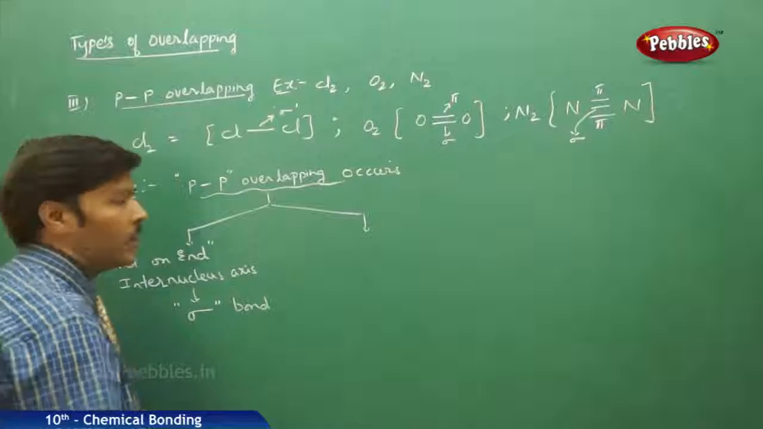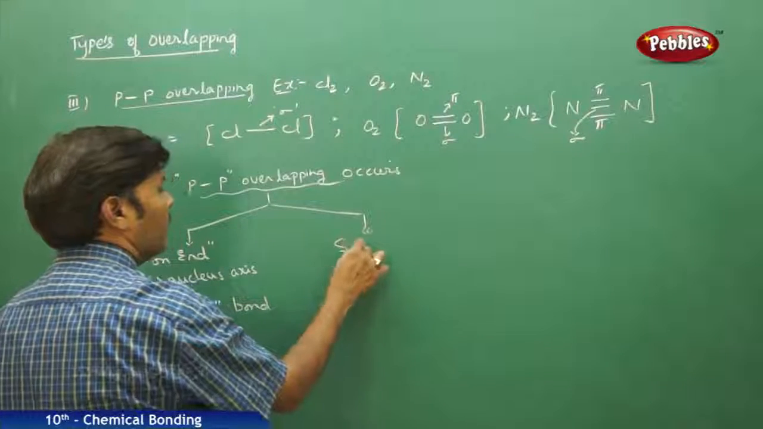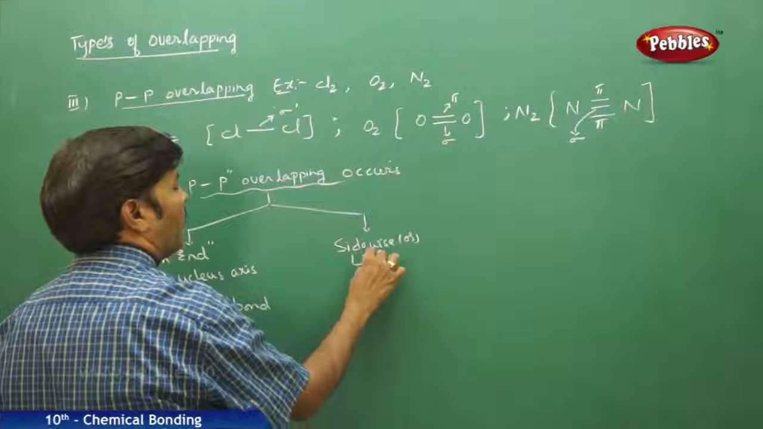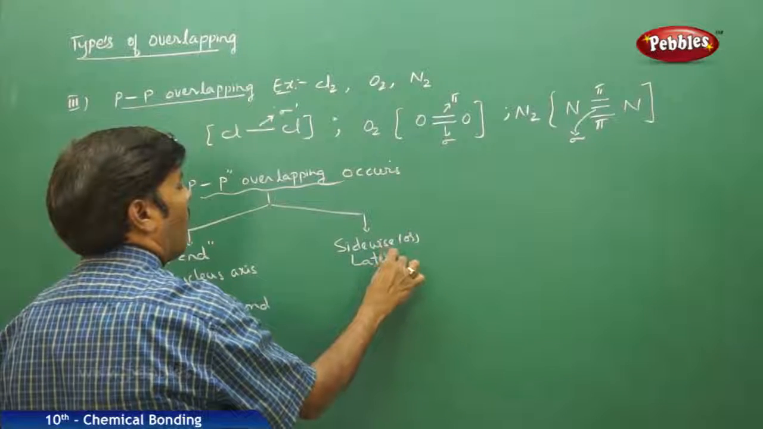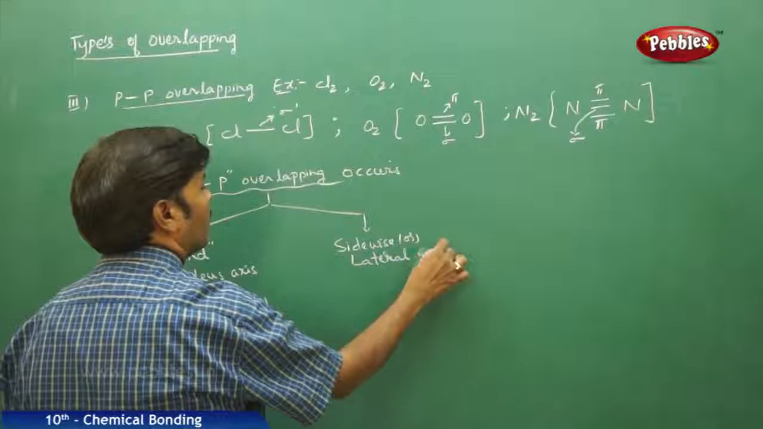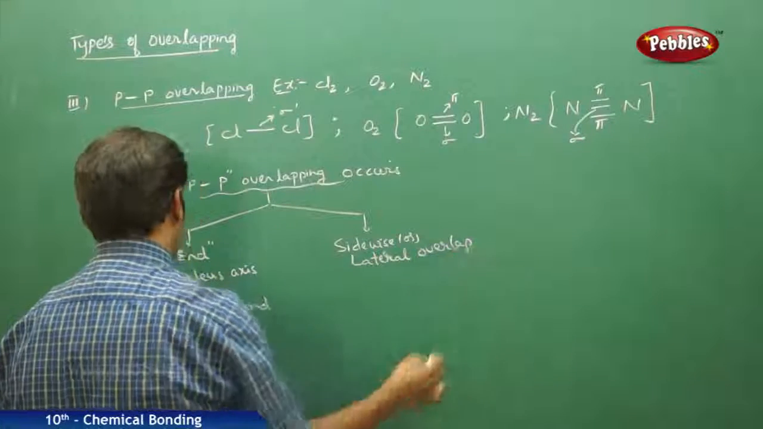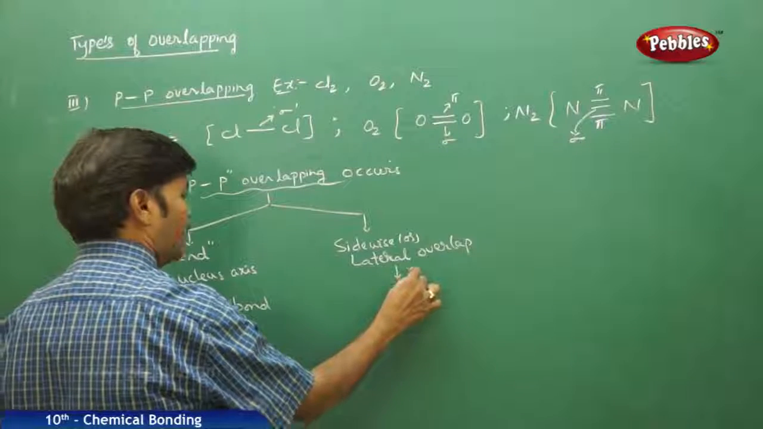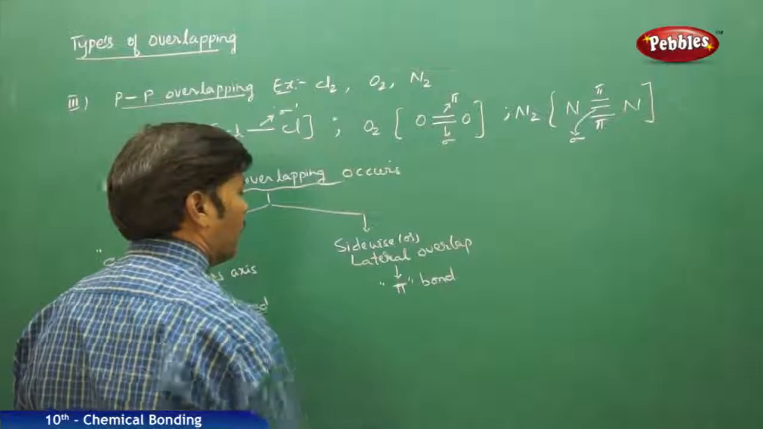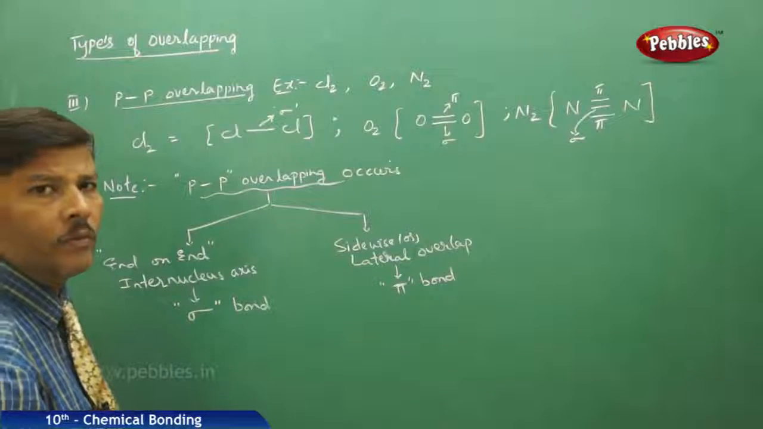Another type of overlapping here is sidewise or lateral overlap, which results in the formation of a pi bond.